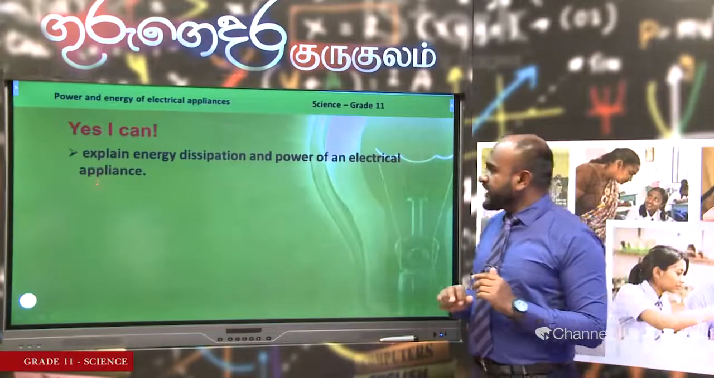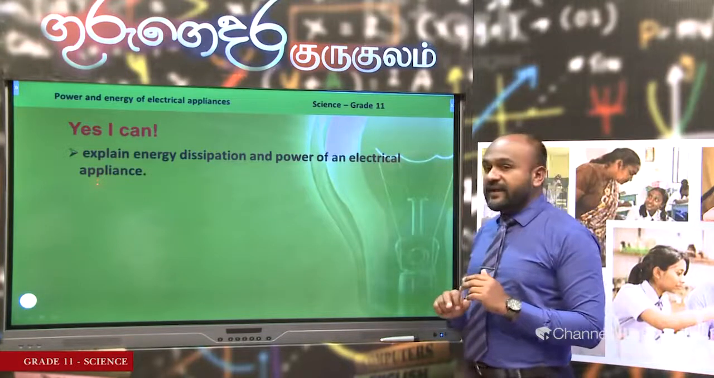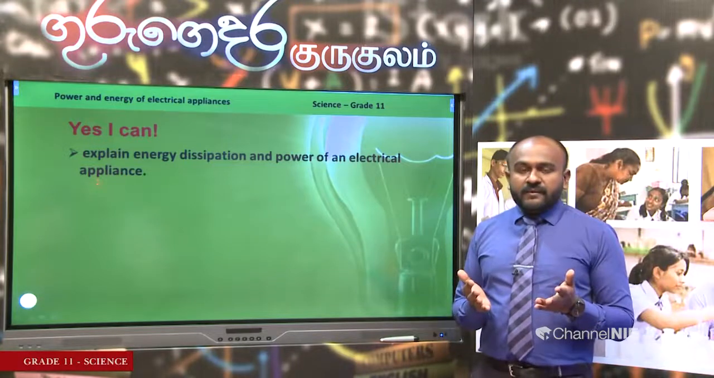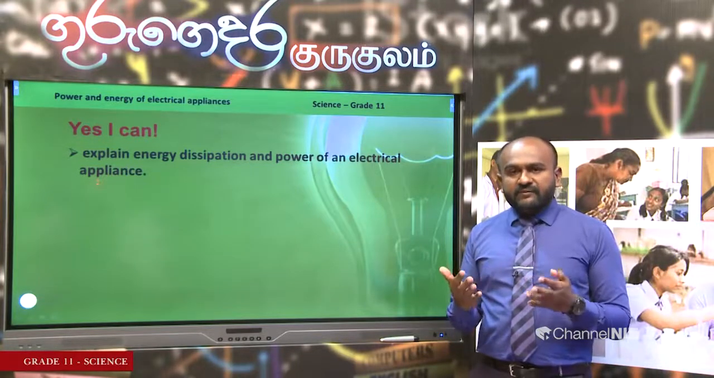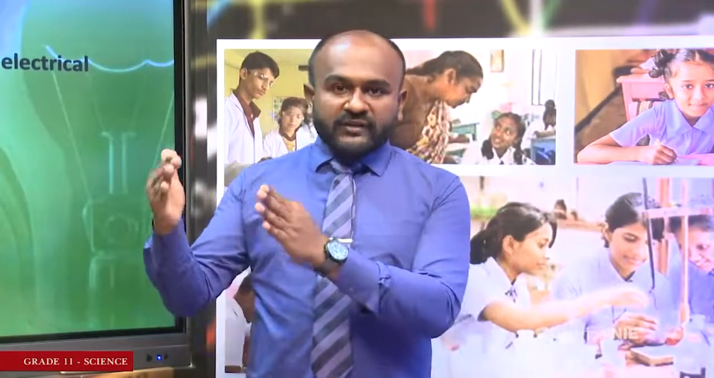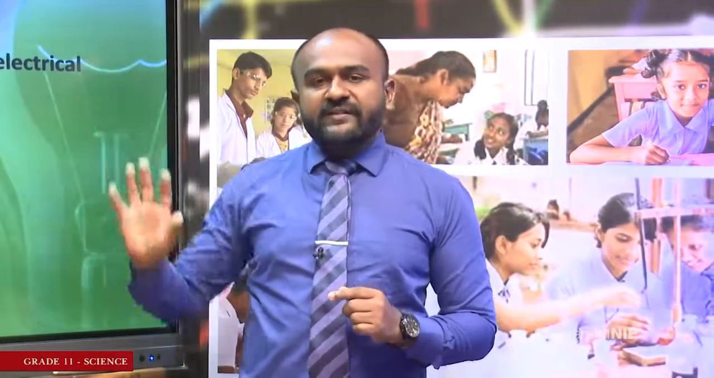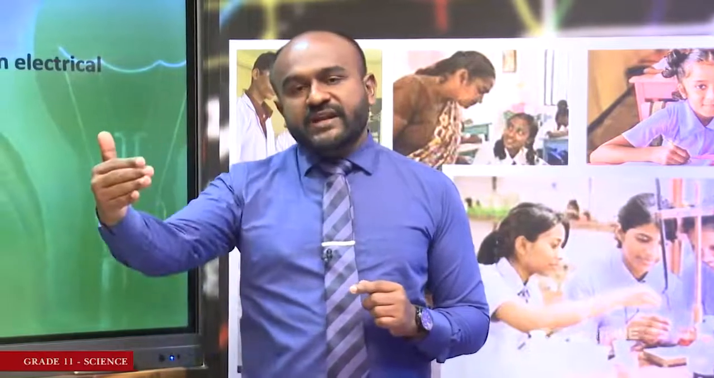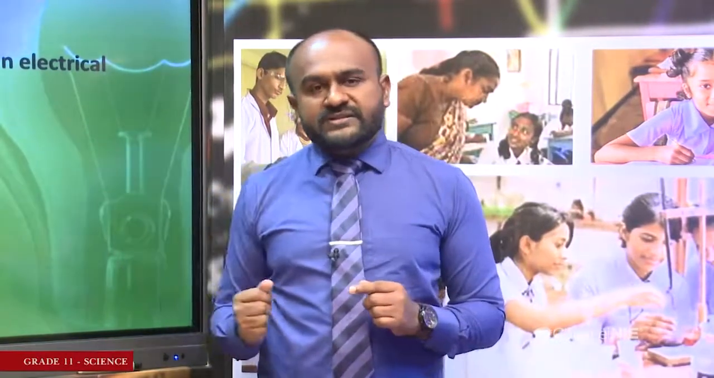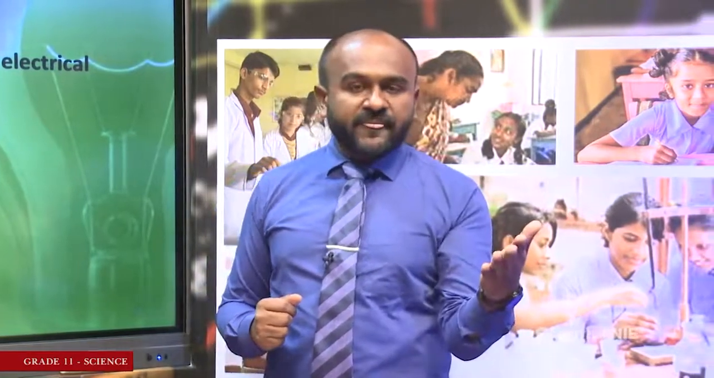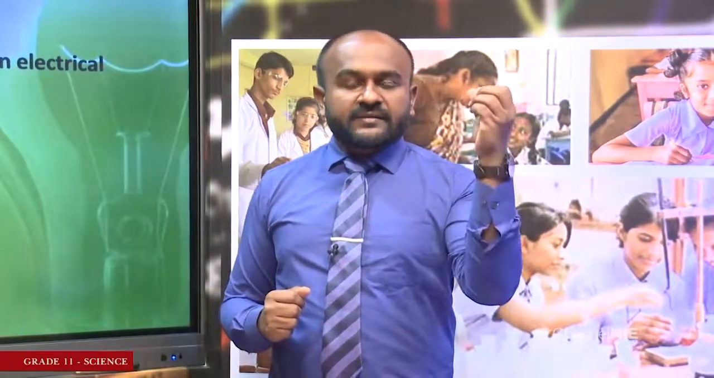Explain energy dissipation and power of an electrical appliance. Electrical appliances or electrical devices are the ones which convert electrical energy to a useful form of energy. When you are given an appliance, you can write the energy transformation that they do. For example, think of the television that you are watching now. What type of transformation does it do? It converts electrical energy into what? Light energy and sound energy.